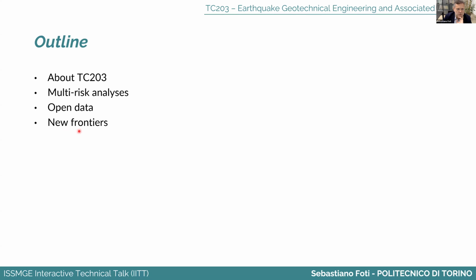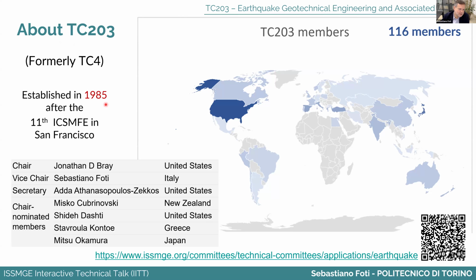So about TC203, TC203 was established in 1985, just after the 11th International Conference on Soil Mechanics and Foundation Engineering in San Francisco. At that time, the time was right for starting this, considering that there was quite thrilling activity about earthquakes in the end of the 60s and in the 70s. And nowadays, TC203 has 116 members, and as you see, it covers basically the world with a good coverage, especially obviously in the regions that are most affected by earthquakes, in which earthquakes are an important aspect.